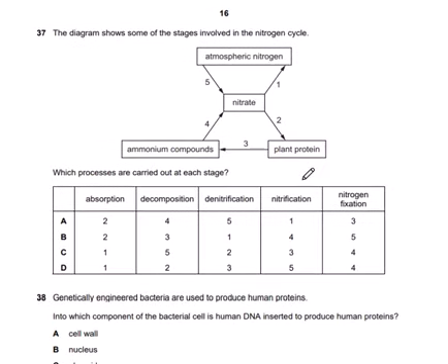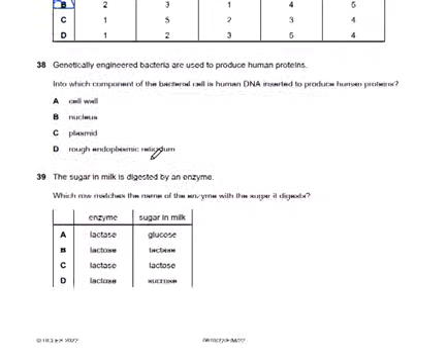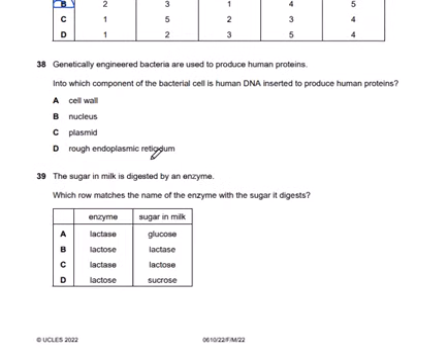The diagram shows some of the stages involved in the nitrogen cycle. Alright, so this is something that you are very fond of, right? So atmospheric nitrogen to nitrate, the action is nitrogen fixation. B. As easy as it could be. Okay, genetically engineered bacteria are supposed to produce human proteins. In which component of the bacterial cell is human DNA inserted to produce human proteins? Plasmid. That's actually why they use bacteria, because it's an external DNA in the cell.